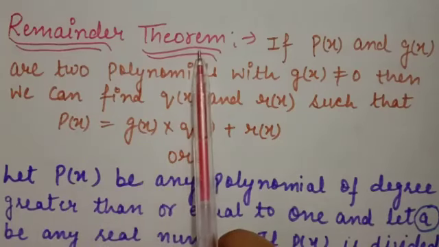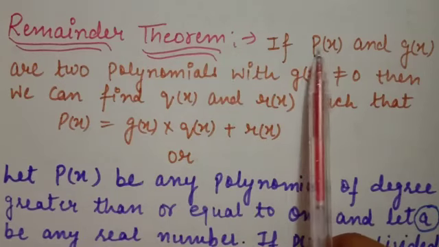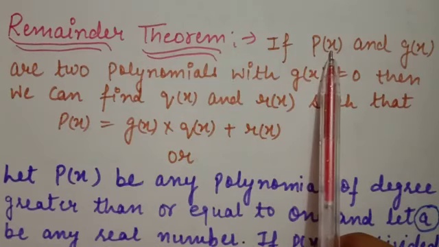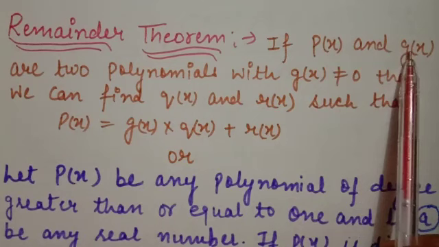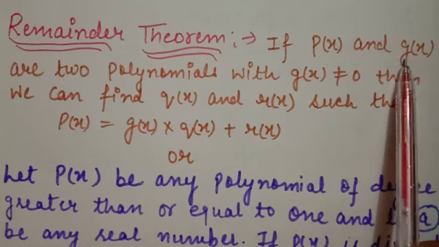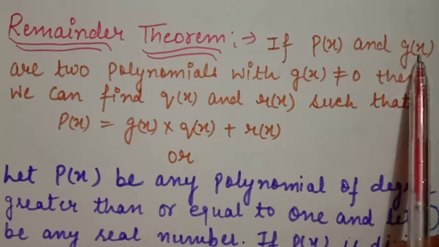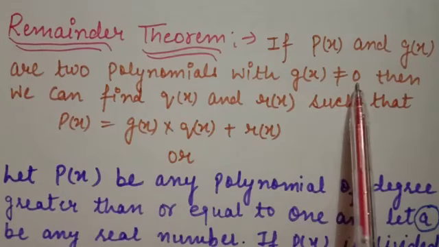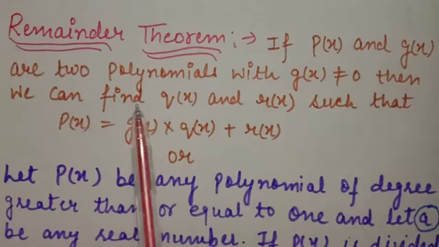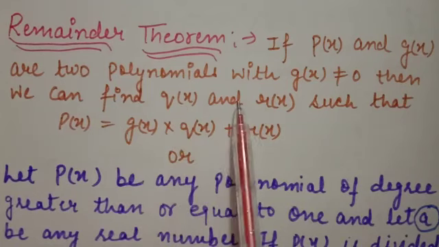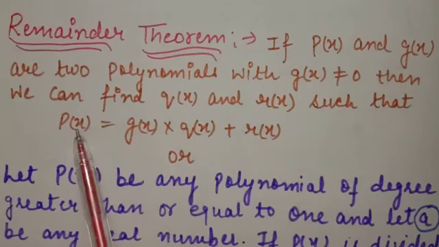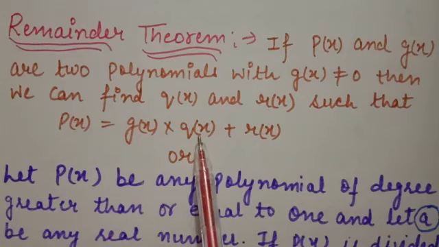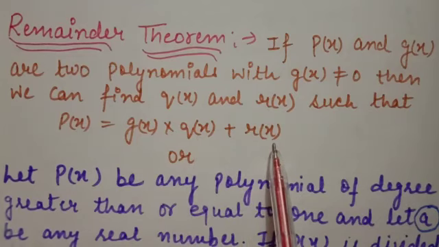So what is the remainder theorem? If p(x) is a polynomial, x is the variable, and g(x), here also g is a polynomial and x is the variable, are two polynomials with g(x) not equal to 0, then we can find the values of q(x) and r(x) such that p(x) is equal to g(x) multiplied by q(x) plus r(x).